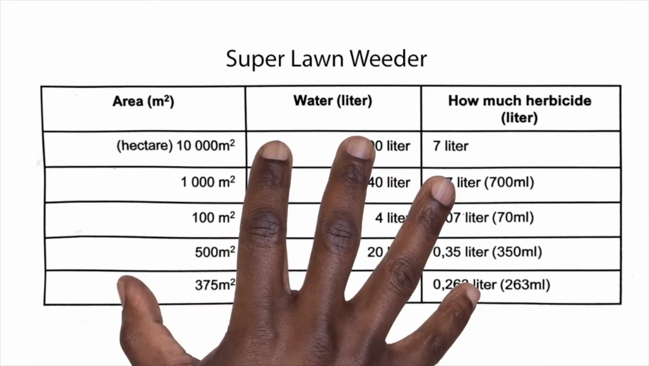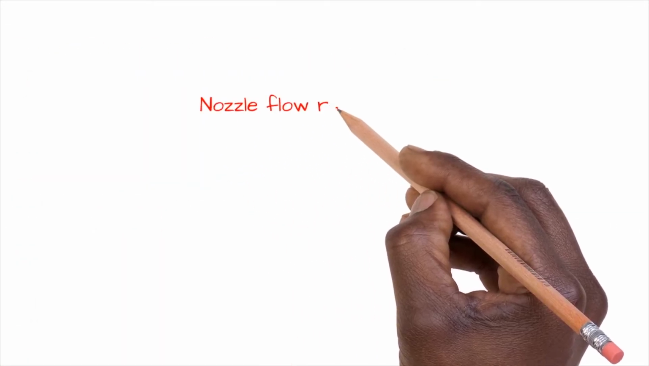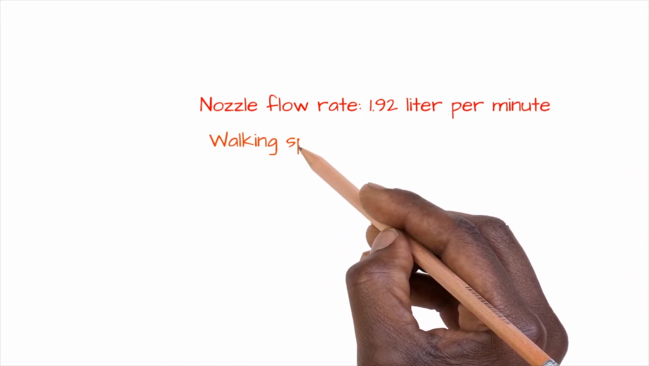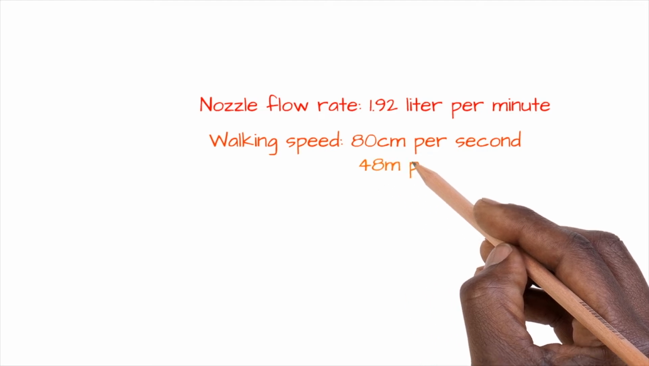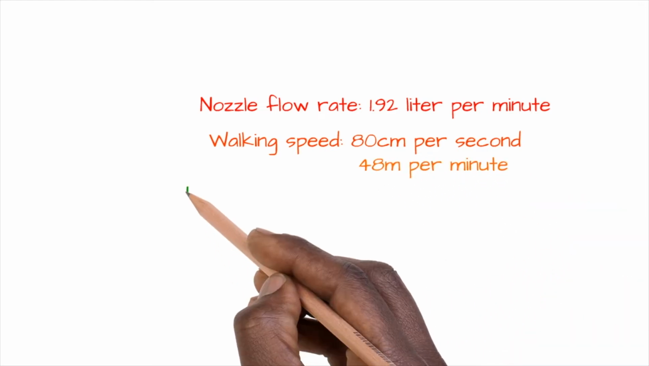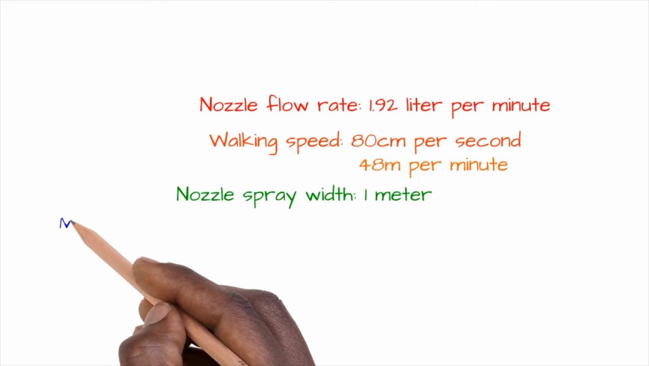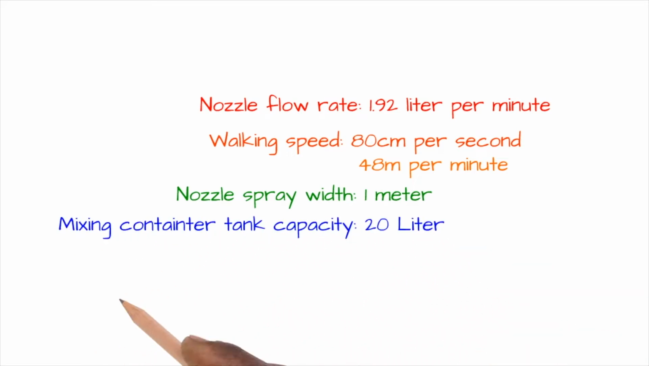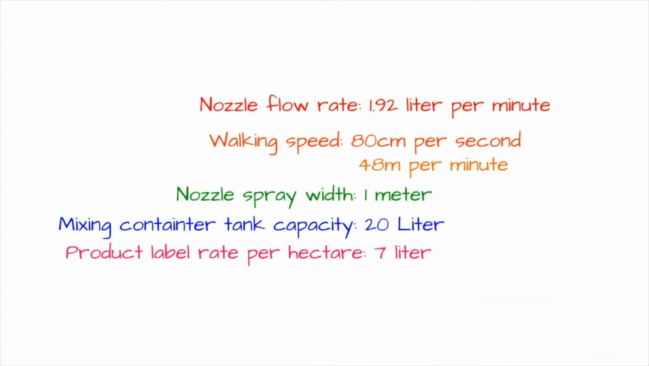Let's use a product called Super Lawn Weeder as an example. Our nozzle flow rate is 1.92 liters per minute. Our walking speed, as we determined, is 80 centimeters per second, thus 48 meters per minute. Our nozzle spray width we determined was 1 meter. Our mixing container capacity is 20 liters, and the label rate per hectare is 7 liters per hectare.